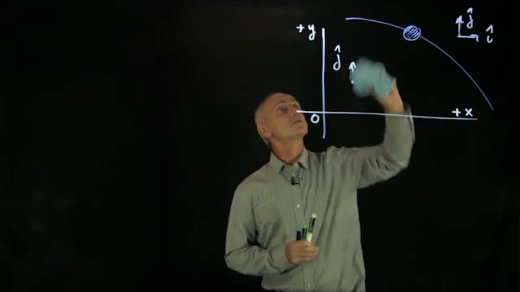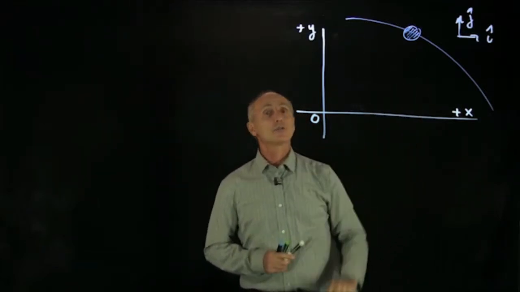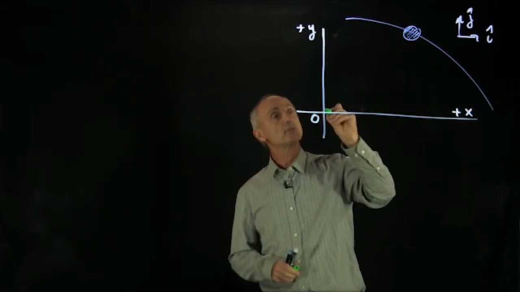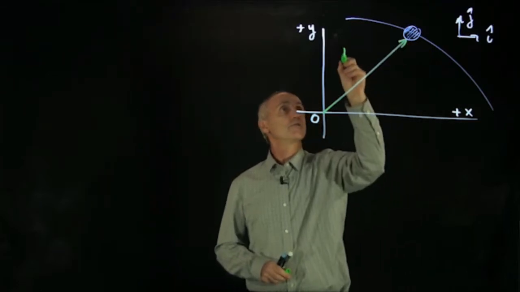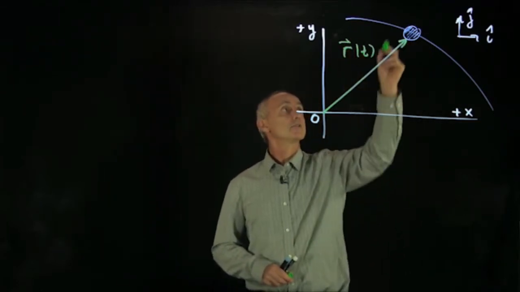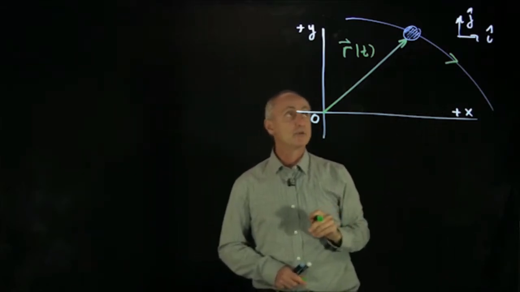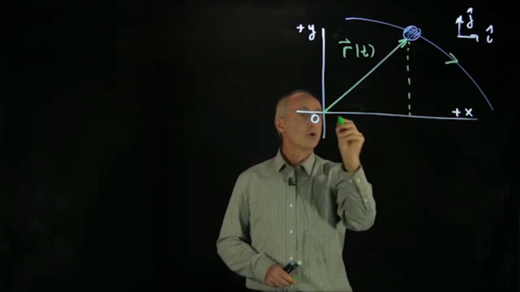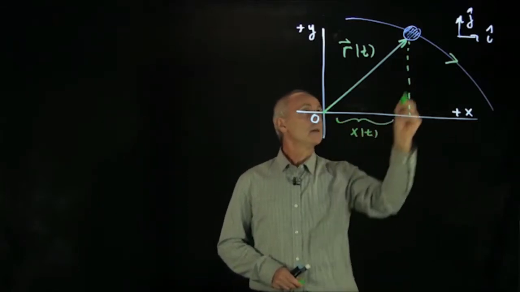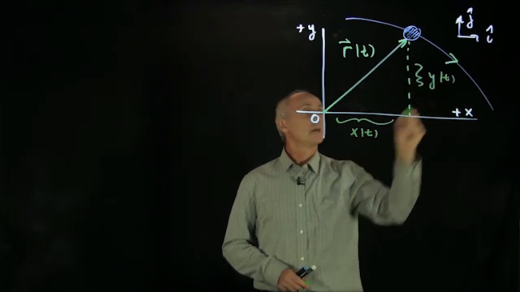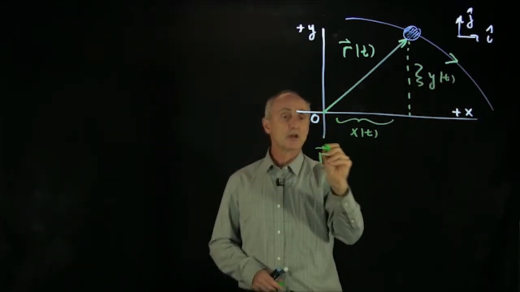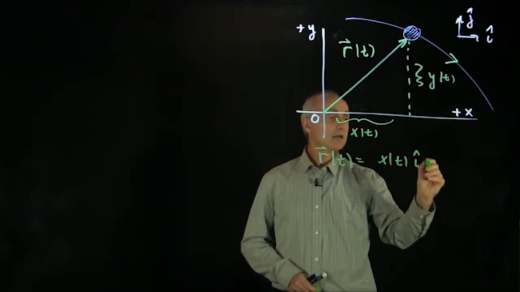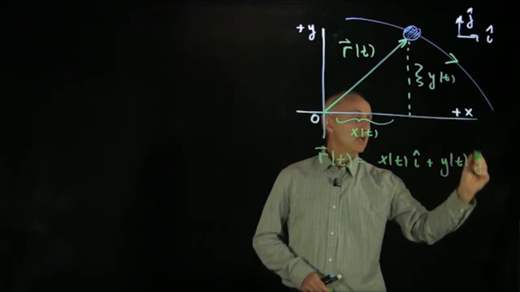So in our Cartesian coordinates, we now want to define the position vector. And the position vector is a vector from the origin to where the object is. So we'll write that position vector, we'll denote it by r of t, because as this object moves along its trajectory, that position vector is changing. And we'll write down r of t in terms of two coordinate functions, x of t and y of t. And so our position vector of the object, r of t, is equal to x of t i hat plus y of t j hat.